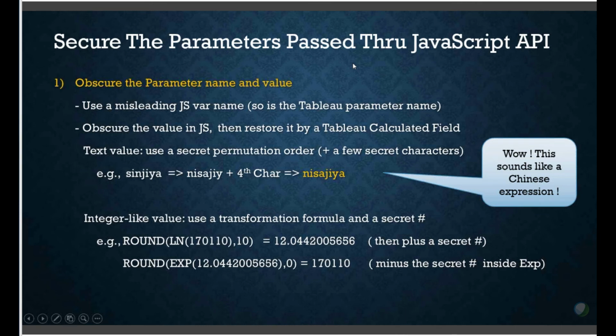And you may consider securing the parameter passed through the JavaScript API. You can try to obscure the parameter name or the parameter value. You use some misleading name in the JavaScript, and then you also use the same name in your Tableau parameter, okay? The name in the JavaScript should be the same as the parameter name in Tableau. And you can obscure the value in JavaScript, then restore the value in the Tableau calculated field. Okay?